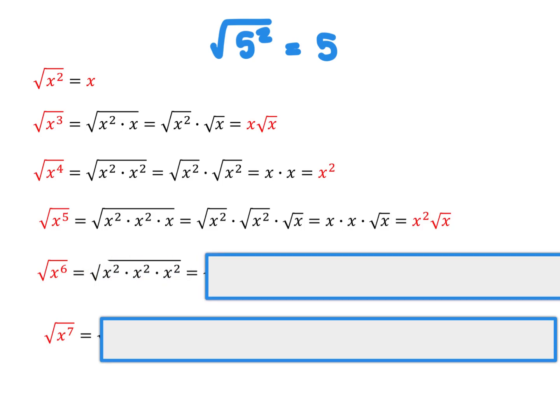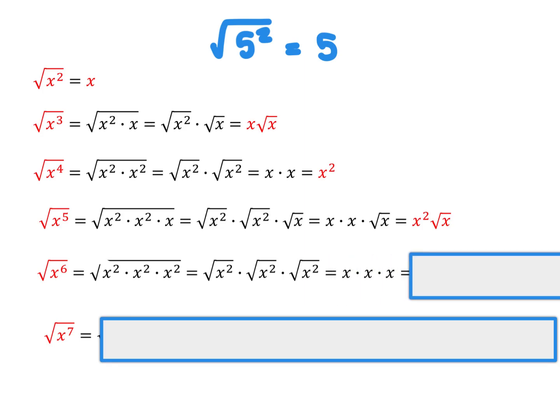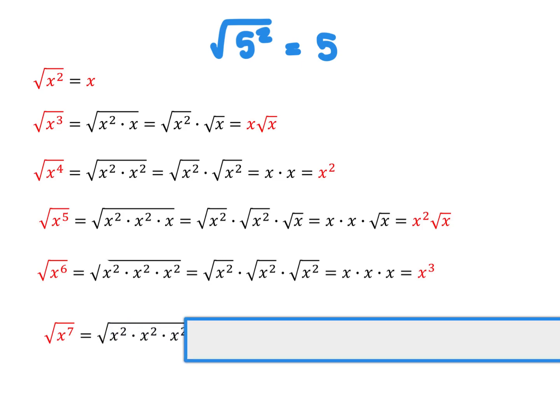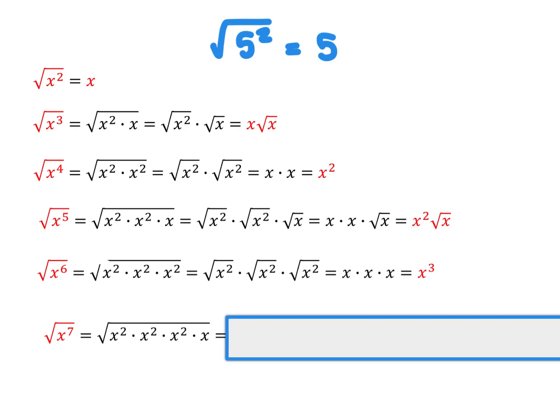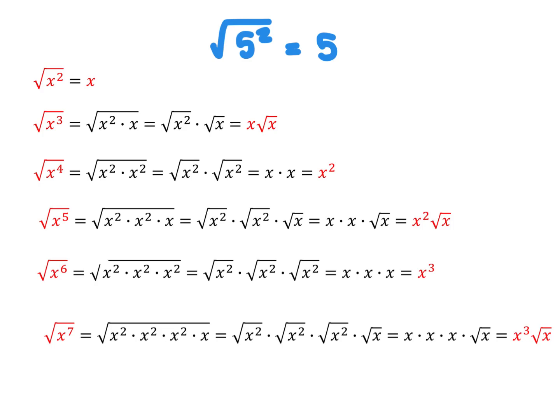For x to the sixth, I can separate it so it becomes square root of x squared times square root of x squared times square root of x squared, and separate the radicals like here. All those square roots become just x. We know that x times x times x becomes x to the third. And then lastly, x to the seventh can be written as square root of x squared times x squared times x squared times x. I can separate those radicals. Each of those x squareds become just x. So your final answer is x to the third times root x.